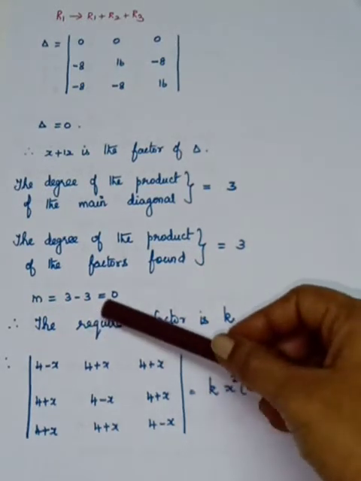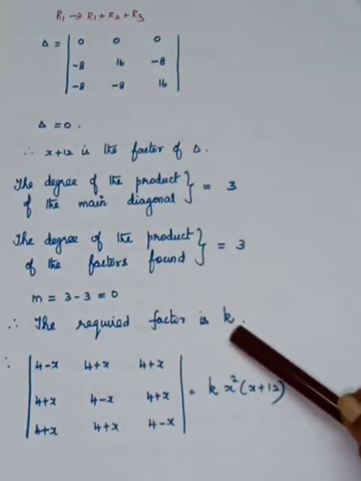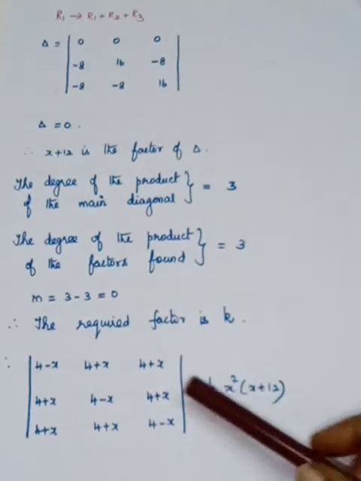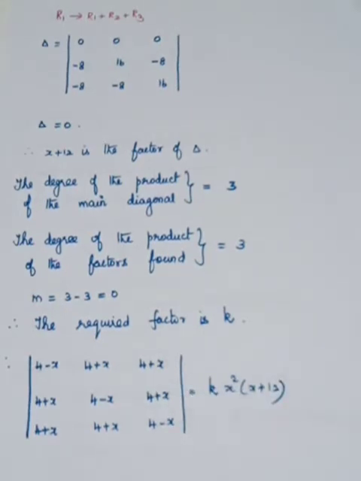Okay, so the difference is equal to 0. So the required factor is k. So therefore the value of the determinant is equal to k into x squared into x plus 12. Here you are having x only on both the sides. So substitute x is equal to 1.